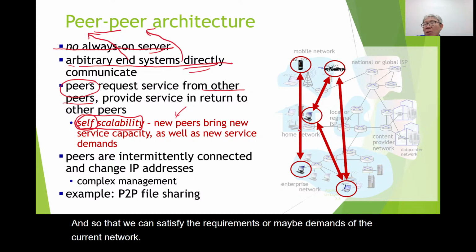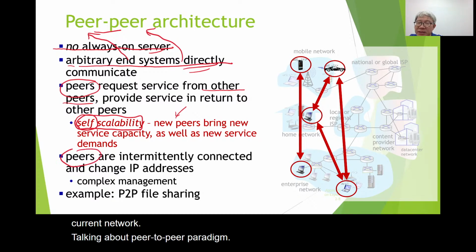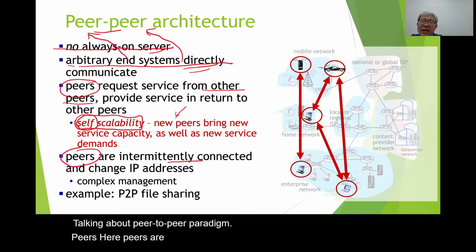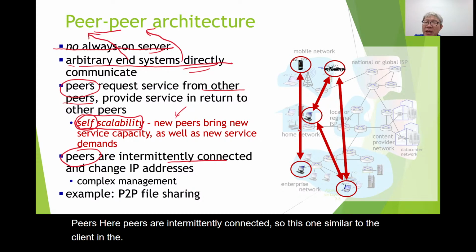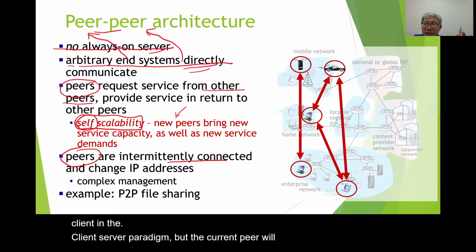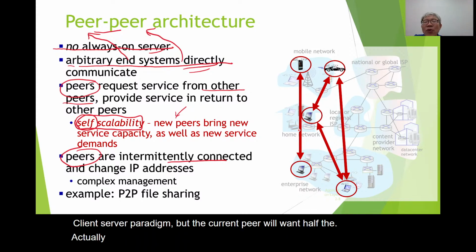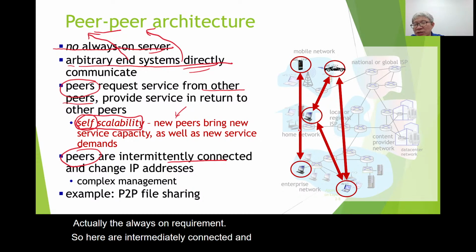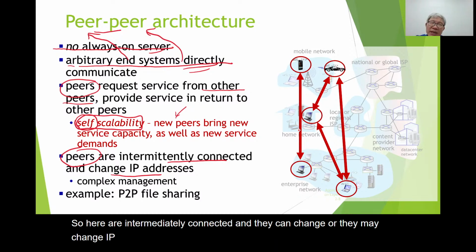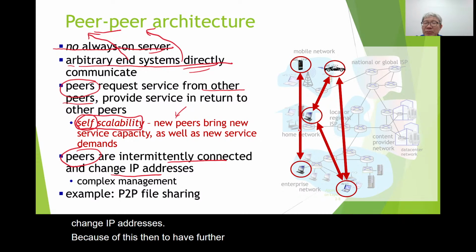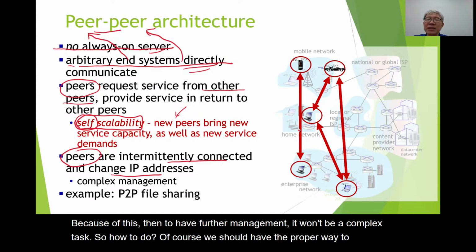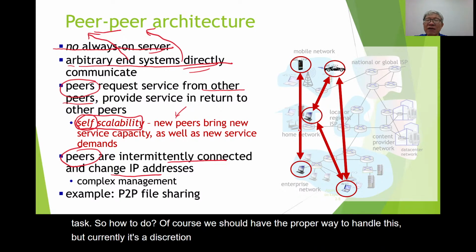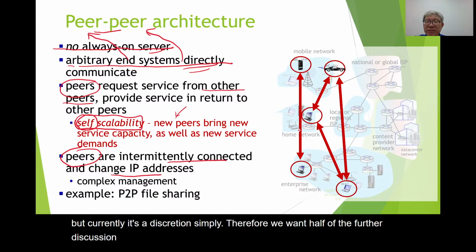Well, talking about the peer-to-peer paradigm, peers are intermittently connected. This is similar to the client in the client-server paradigm, but for the current peer, we won't have the always-on requirement. So peers are intermittently connected, and they may change IP addresses. Because of this, further management is not a simple task. Of course, we should have a proper way to handle this, but currently it is a simple discussion. Therefore, we won't have further discussion about the complex management.